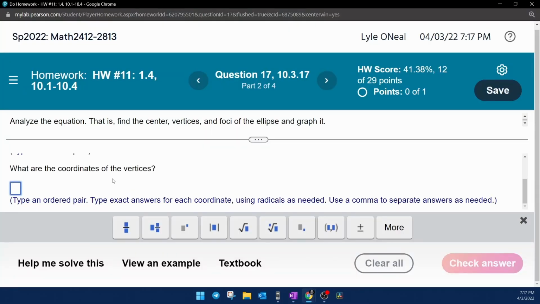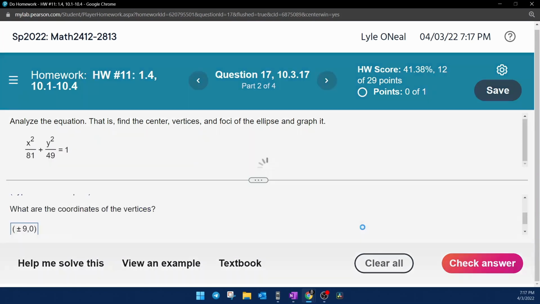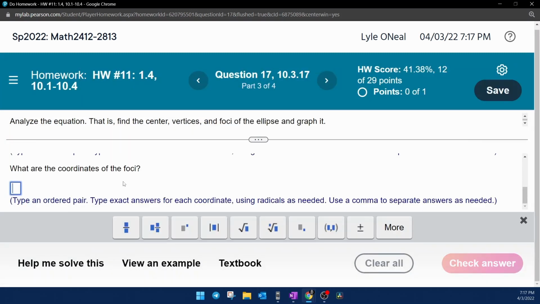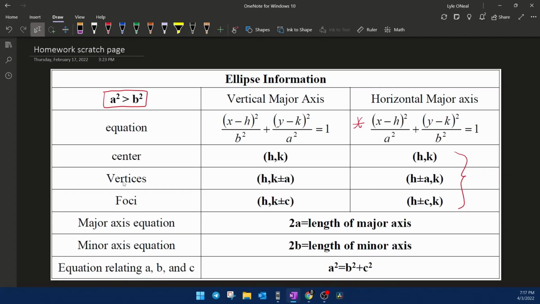All right, here we go. The coordinates of the vertices are plus or minus 9, comma 0. And it did accept it with the plus or minus. Nice. Next, what are the coordinates of the foci? Going back to our formula sheet, we can see that the foci are h plus or minus c, comma k. I don't believe we have the value of c yet, so we're going to have to use the Pythagorean relationship in order to calculate c.